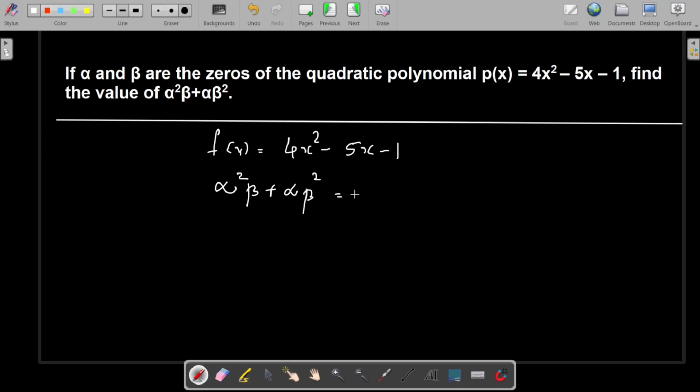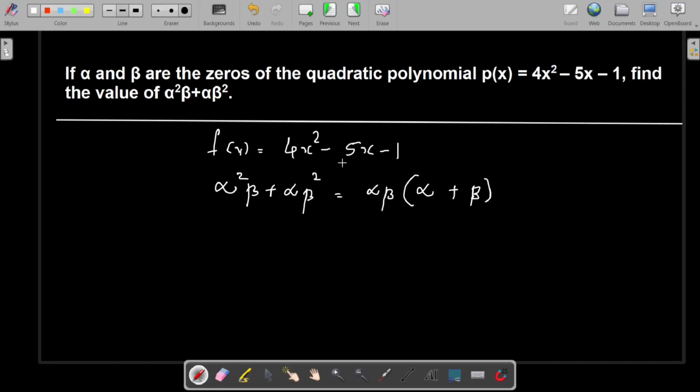We can simplify this more, right children? Alpha into beta is a common factor. So if we take alpha beta outside the bracket, inside the bracket we can write alpha, because alpha square beta divided by alpha beta is alpha, plus alpha beta square divided by alpha beta would be beta, right? Alpha beta into alpha plus beta.